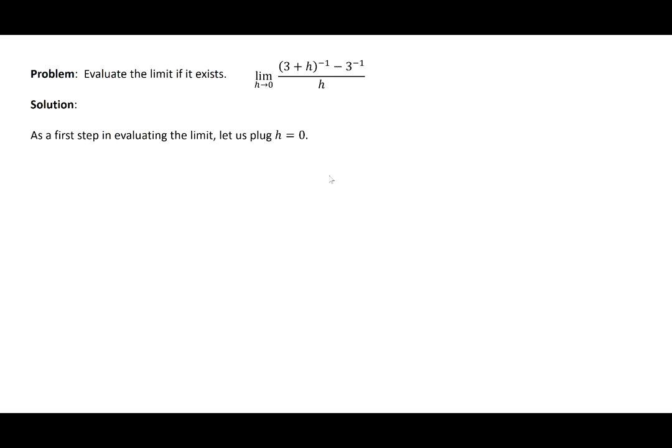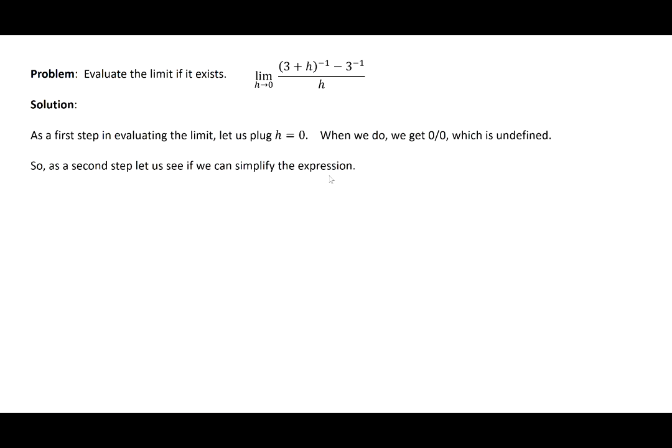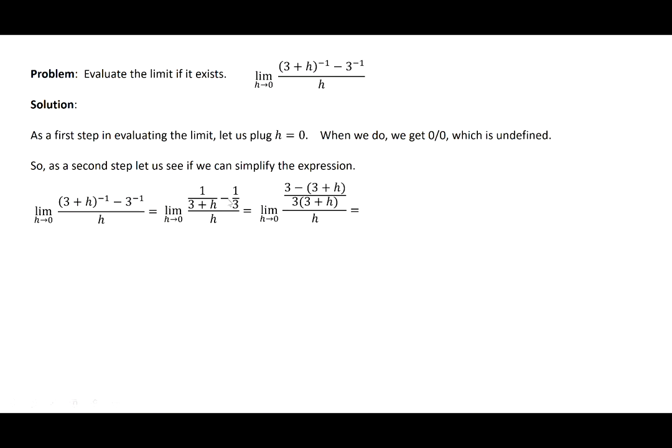Right? Check this out. What exactly does 3 plus h, the quantity raised to negative 1, mean? Would you agree that it's the same as 1 over 3 plus h? Similarly, 3 to the negative 1 is 1 over 3. So let's write it that way, and then let's subtract these two fractions. And so how do you do that?